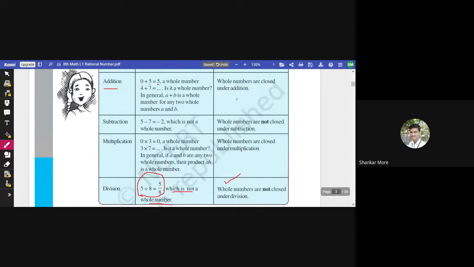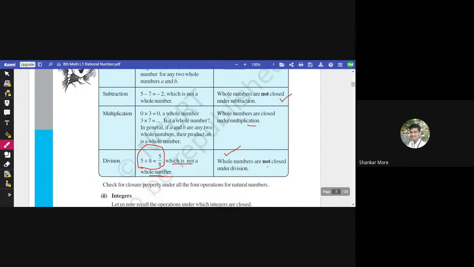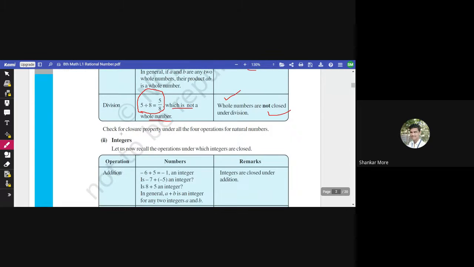So to revise once again, whole numbers are closed under addition and multiplication, and they are not closed under subtraction and division. Is it clear for everyone what I am saying, what is written here? Is it clear? Yes, okay. Thank you for the quick confirmation. I appreciate it. Okay. Now check for closure property under all four operations for natural numbers.